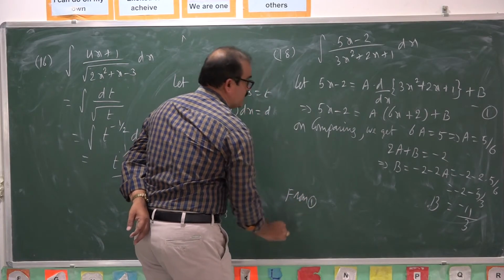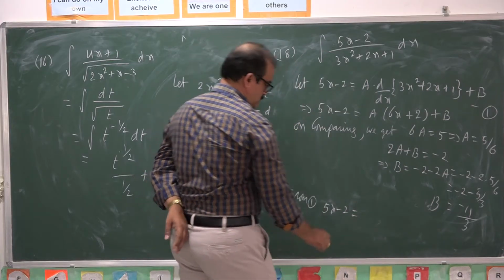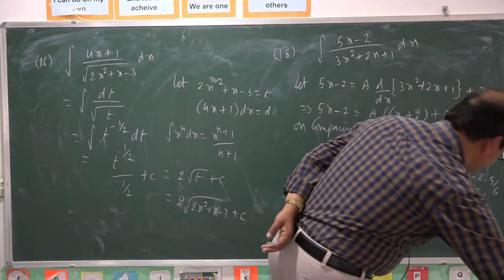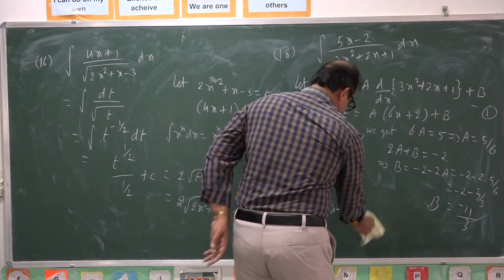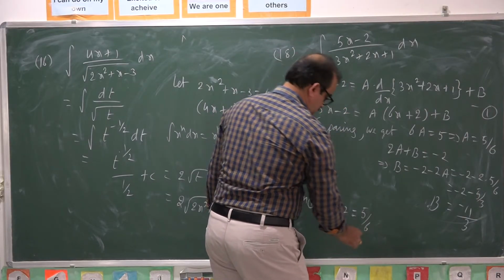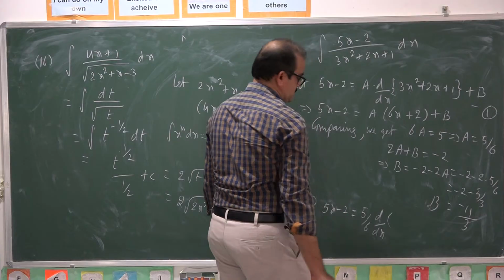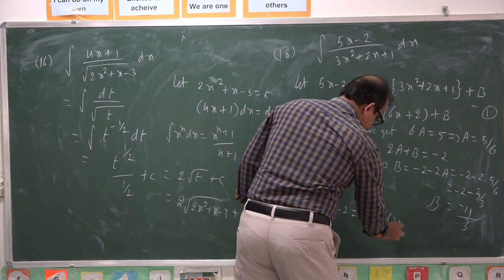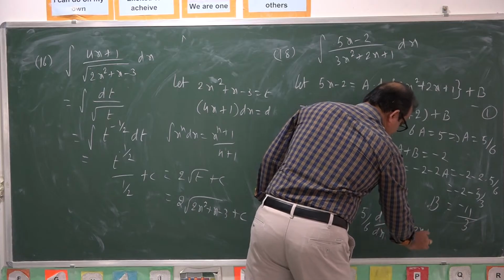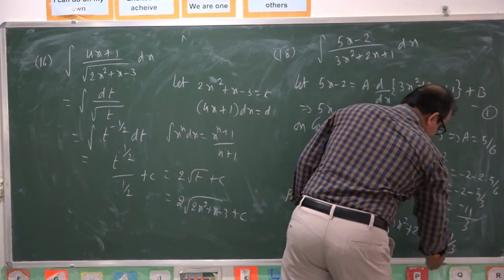From equation 1, 5x minus 2 is equal to a into, but what is a value? A is 5 by 6, 5 by 6 into d by dx of 3x square plus 2x plus 1 plus b. b is minus 11 by 3.